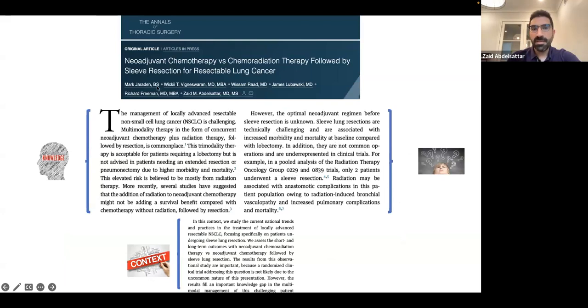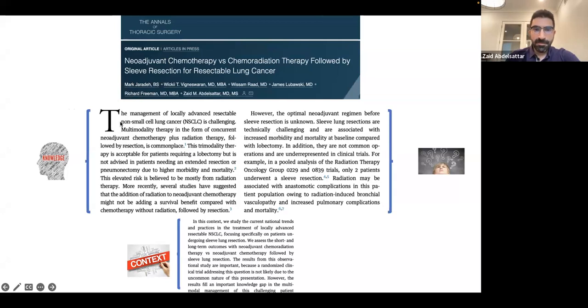This is another paper. This guy is a medical student. I mentored him on this paper. He was dead set on surgery, and then he ended up deciding he wanted to do medicine. He actually matched in California for medicine this year.